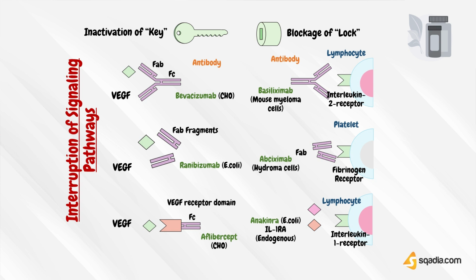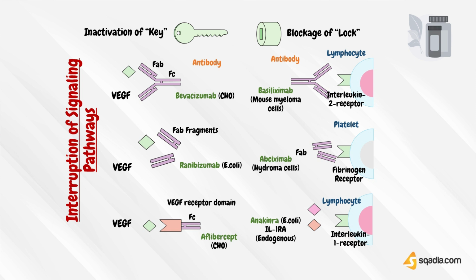Antibodies, such as basiliximab or abciximab, can be designed to target and block specific receptors on cells that are involved in disease processes. For example, basiliximab is used to counteract the rejection of organ transplants by inhibiting interleukin-2-mediated signaling, while abciximab is used to inhibit fibrinogen-mediated platelet aggregation, preventing blood clot formation.